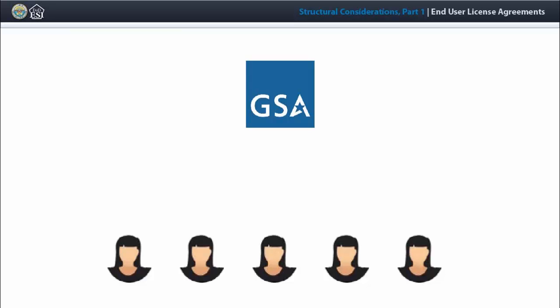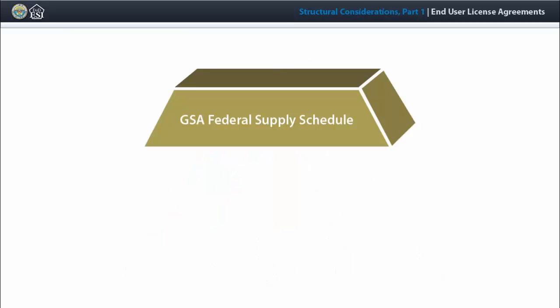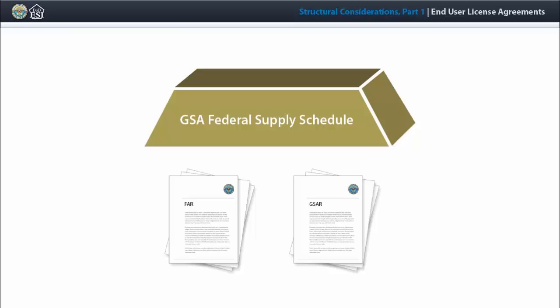First, let's look at the GSA Federal Supply Schedule Contract, or FSS. Most GSA FSS contracts are awarded to resellers of software. Many times, more than one reseller is awarded a GSA schedule to sell a publisher's products. At the GSA level, the applicable sections and clauses from the Federal Acquisition Regulation, or FAR, are incorporated and made binding on the seller, as well as the General Services Acquisition Regulation, or GSAR.